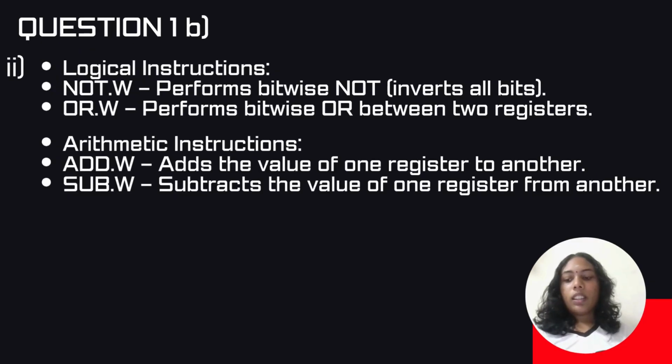Second question. List all logical and arithmetic instructions in M68K assembly language. First, logical instructions. not.w performs bitwise NOT. And lastly, or.w performs bitwise OR between two registers. Next, arithmetic instructions. add.w adds the value of one register to another. And lastly, sub.w subtracts the value of one register from another.